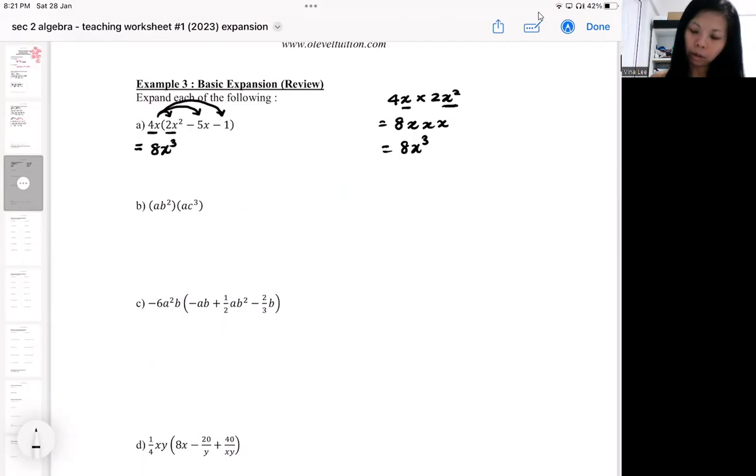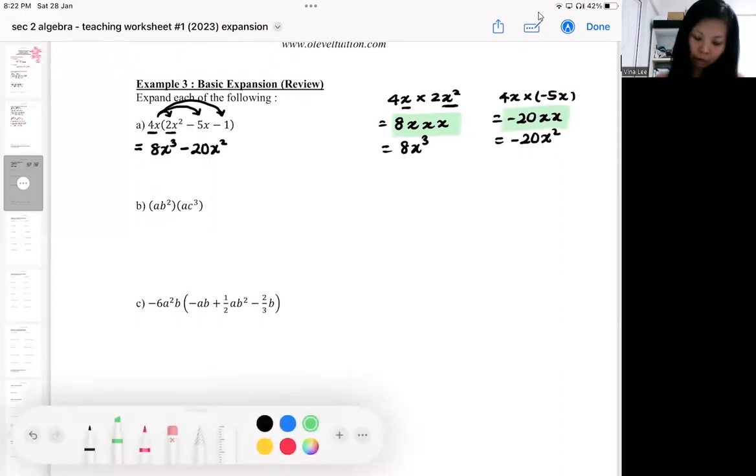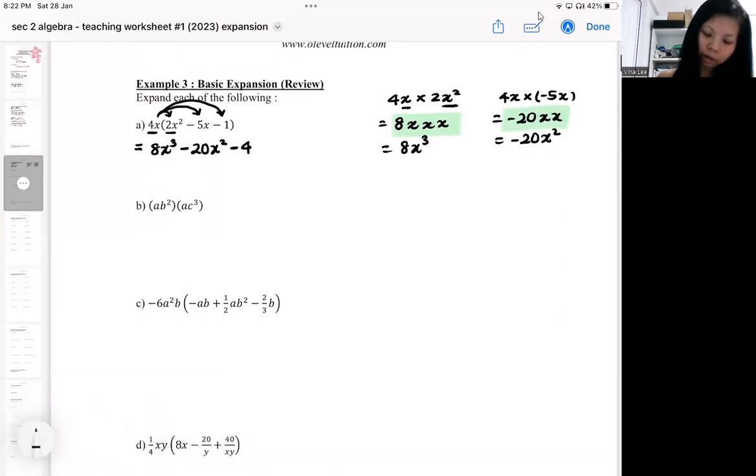Then the second arrow will be 4x times minus 5x. You will get a minus 20. You will get x and x. That will be a minus 20x squared. So you just do a direct minus 20x squared. Try not to show this part. This is just the thinking in your head. So please try not to do that. Then the last arrow is just a minus 4x. Okay, that's it. So you have to be able to do it mentally, fast and accurate.